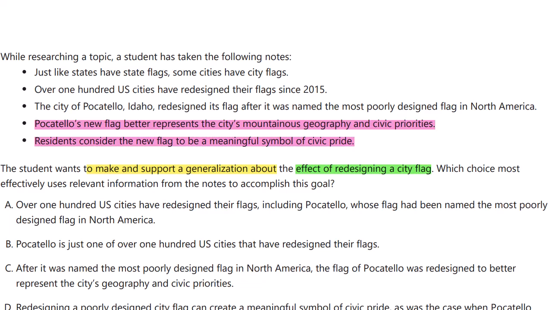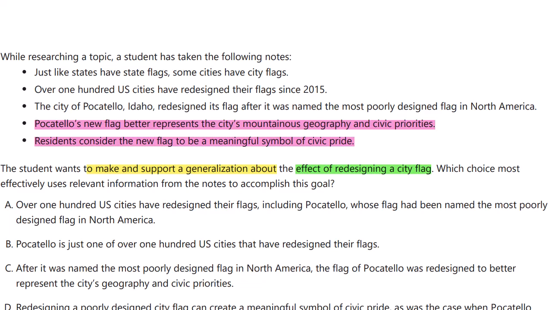Pocatello's new flag better represents the city's mountainous geography and civic priorities. That's an effect. It represents the geography and the civic priorities. Residents consider the new flag to be a meaningful symbol of civic pride. That's the other effect of a city flag. So a city flag reflects the geography and civic priorities and helps inspire civic pride, or acts as a symbol of civic pride. So that's the effect of redesigning a city flag.